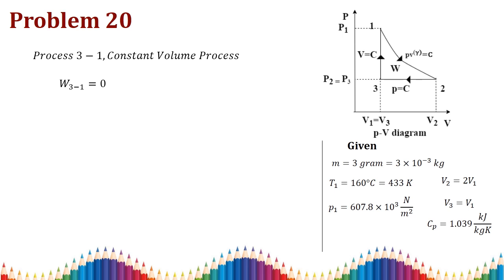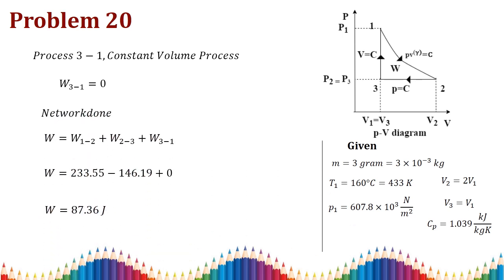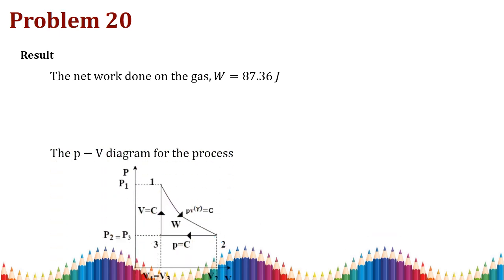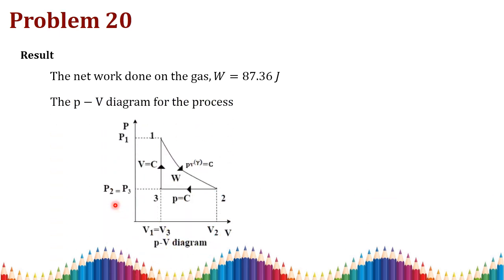Since it is a constant volume process, I already discussed that the work done of 3 to 1 is 0. There is no area under the constant volume process here. So the net work done formula will be work done of 1 to 2 plus work done of 2 to 3 plus work done of 3 to 1. Substitute the values and you will get the net work done as 87.36 joule. So as a result, they asked about the net work done of the gas, which is 87.36 joule, and they asked to draw the PV diagram. Thank you.